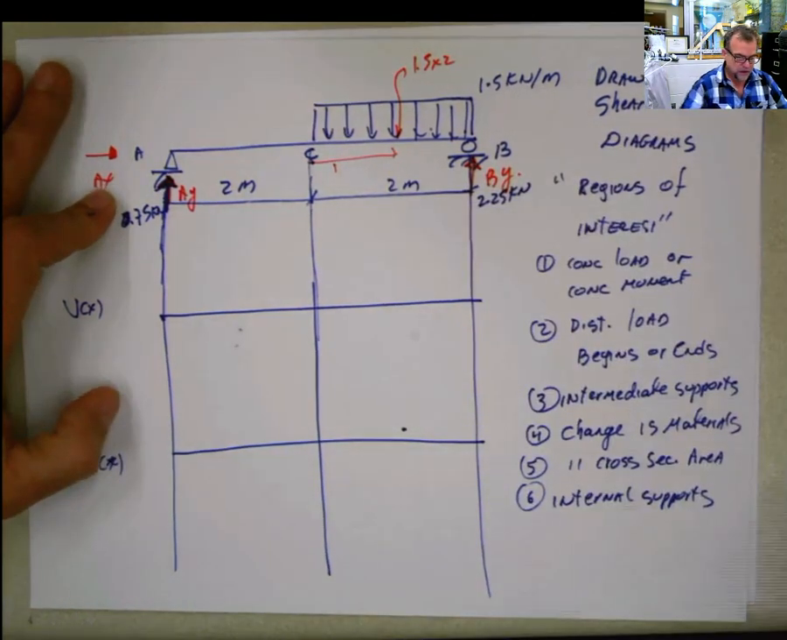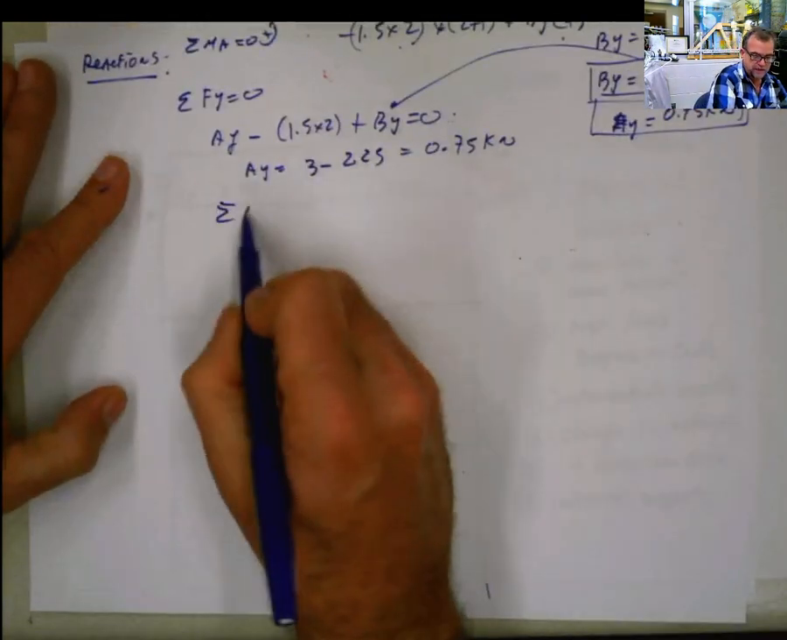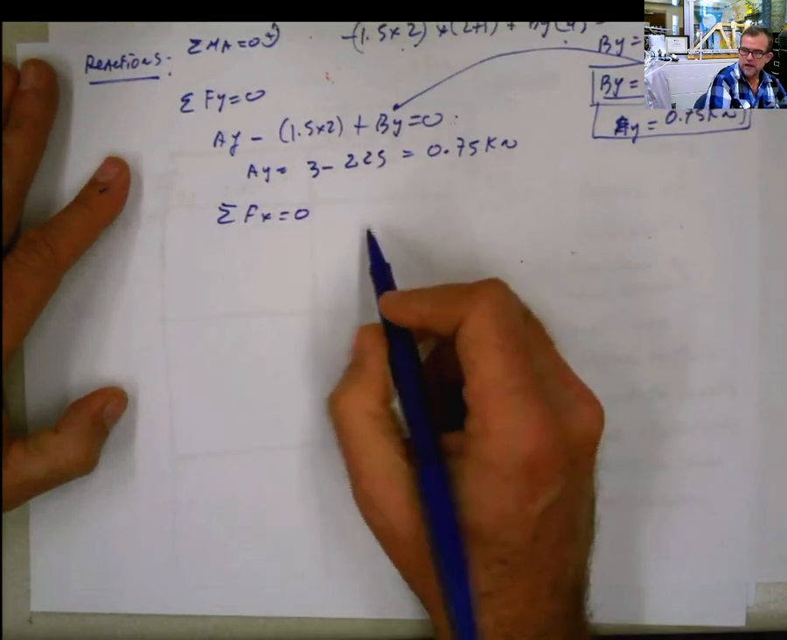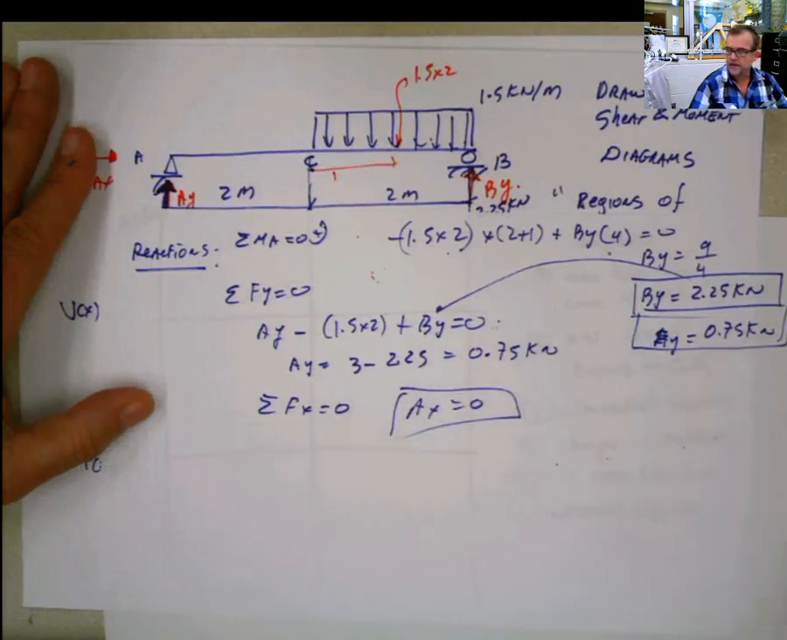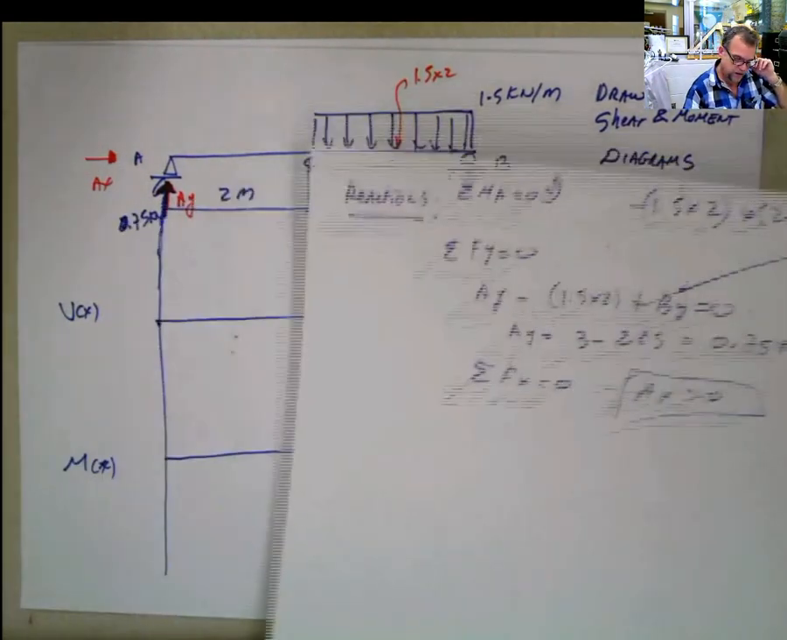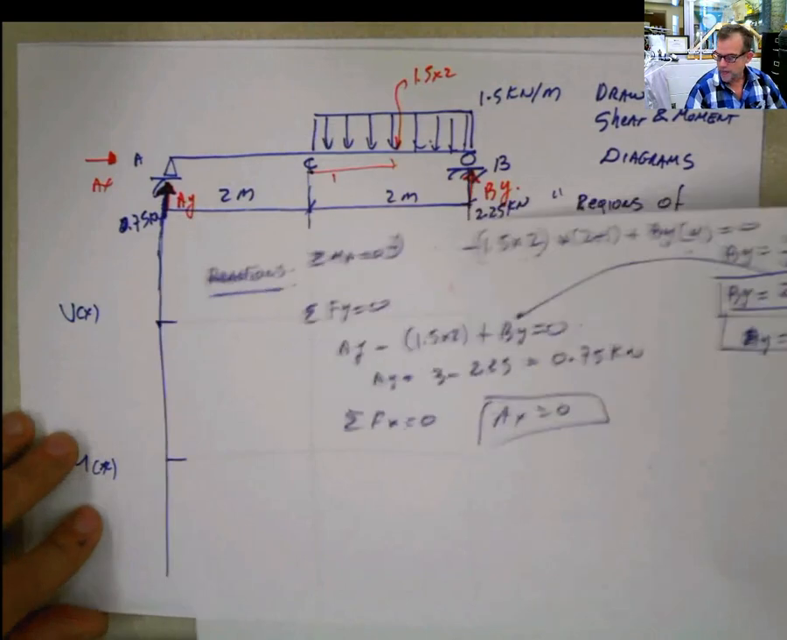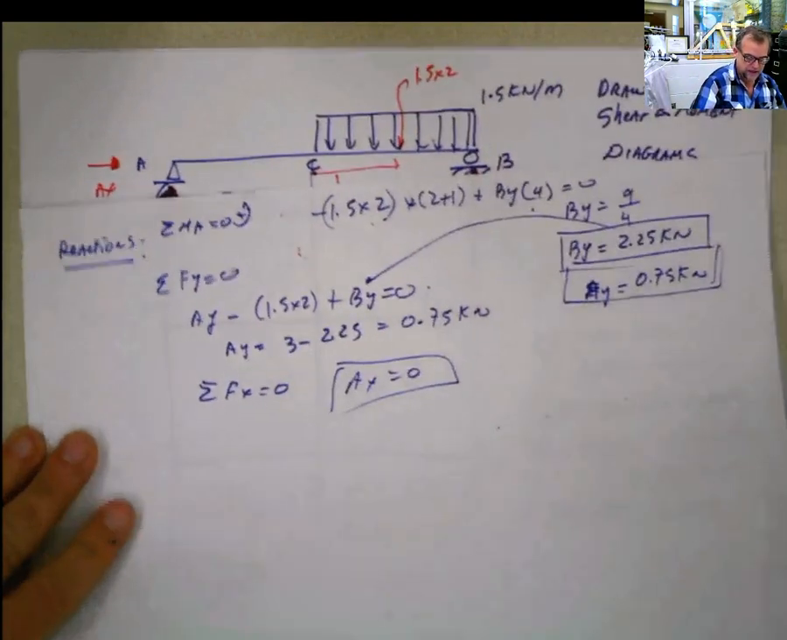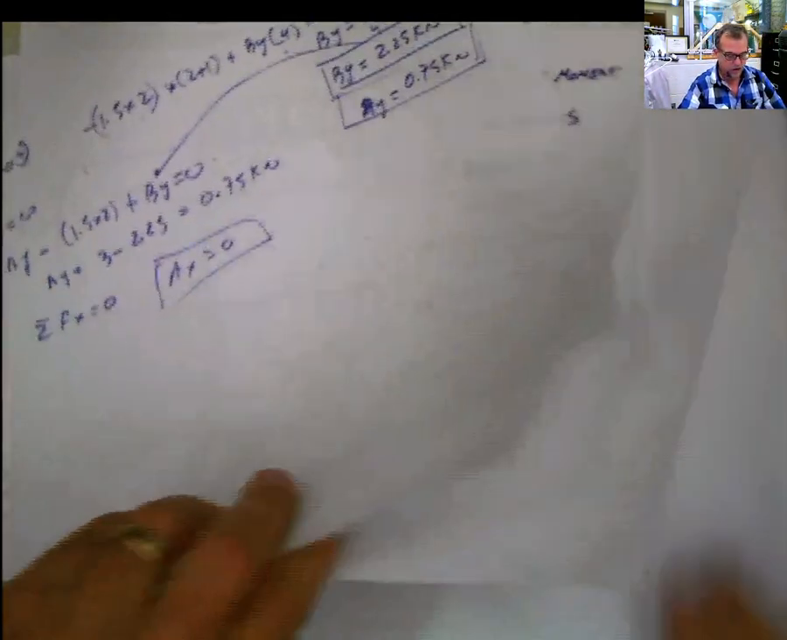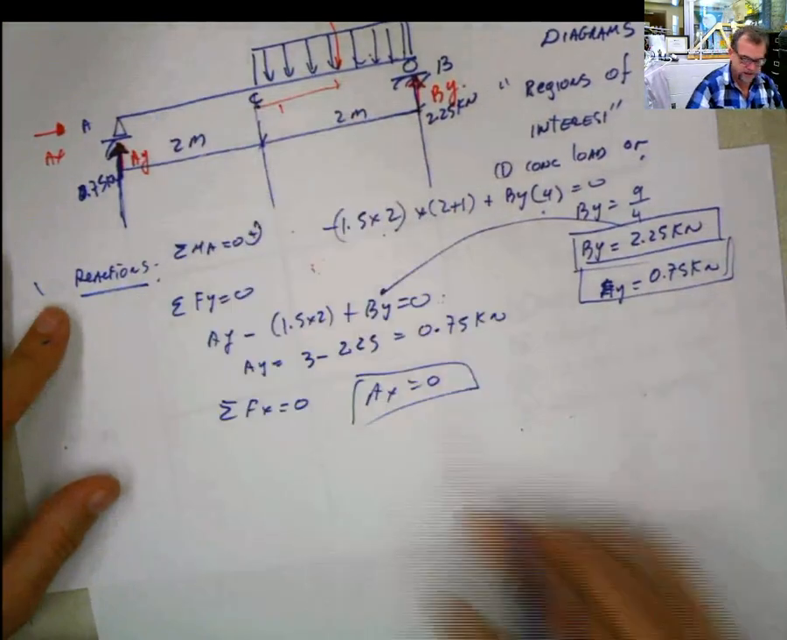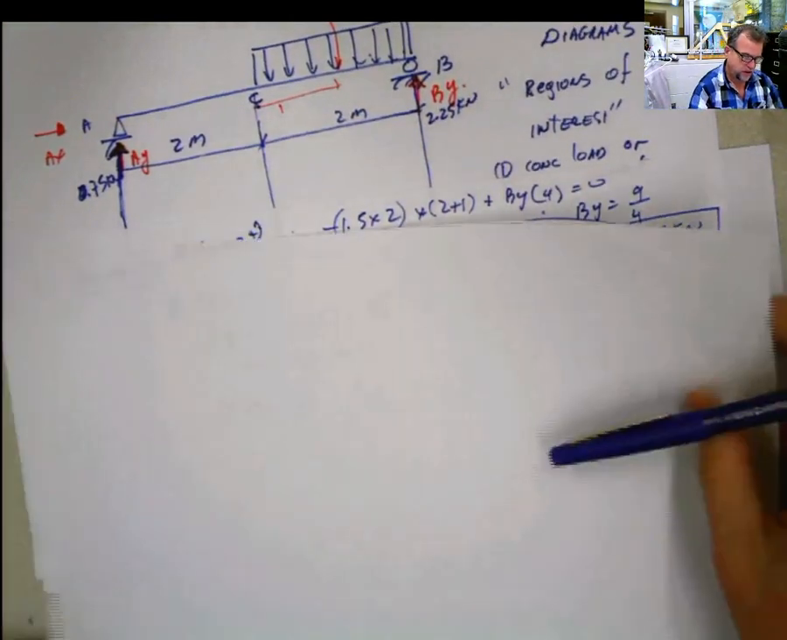Now, I didn't do summation of forces in x here, but you can do it. And then you get ax, nothing else, equals 0. So ax in my language doesn't exist. It could, but it doesn't. Okay, now, these regions of interest, as I described them before, are really important, because those regions of interest are going to be the ones that are going to tell me where I do the sections. I'm going to start doing the sections.